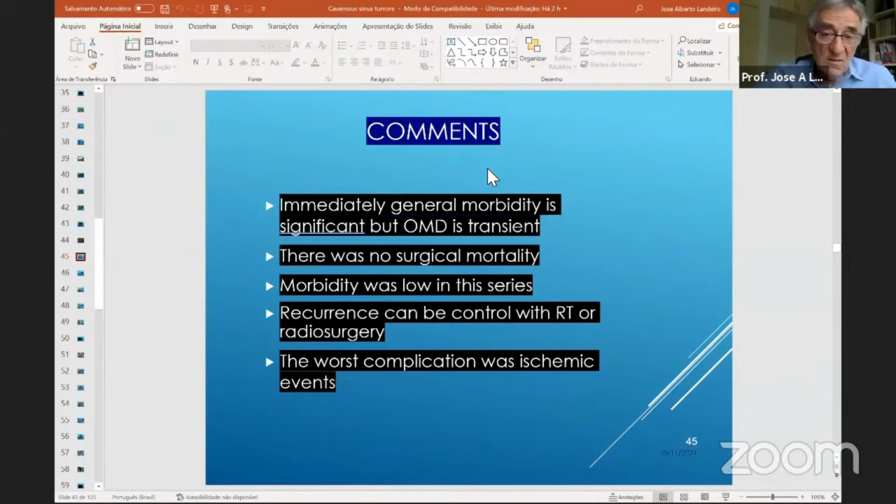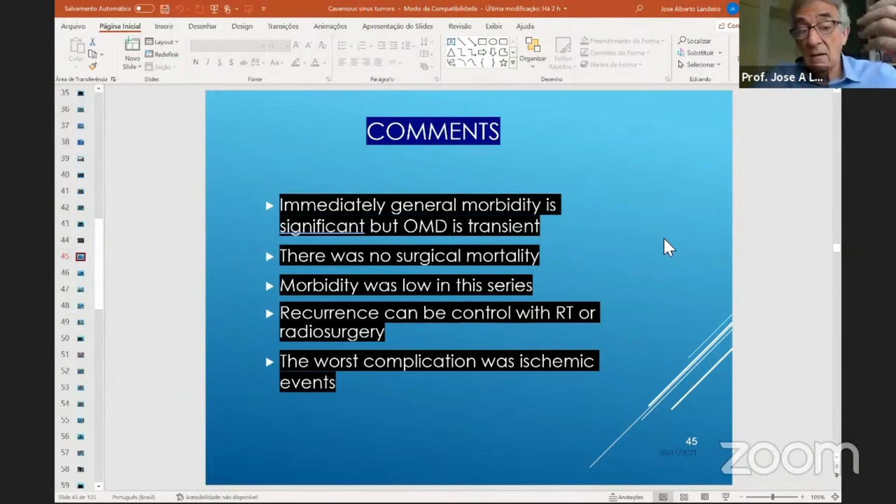And I want to say the immediate general morbidity is significant, but the oculomotor deficit is transient. There is no surgical mortality in my series. Nowadays, there are more than 70 cases of cavernous sinus tumor. 50% of the tumors were meningioma, and the other cases include pituitary tumors, chordomas and another class of tumors.